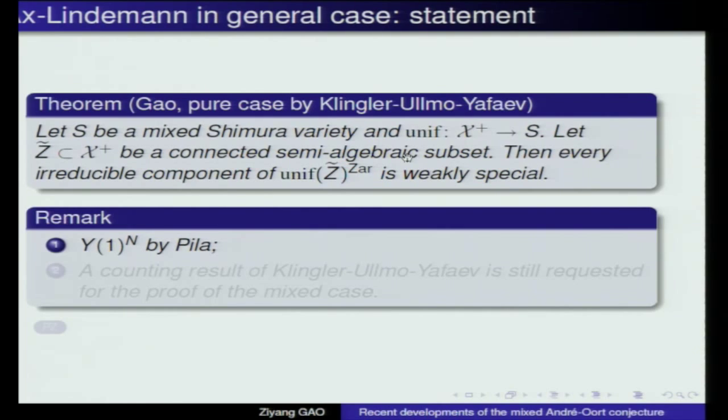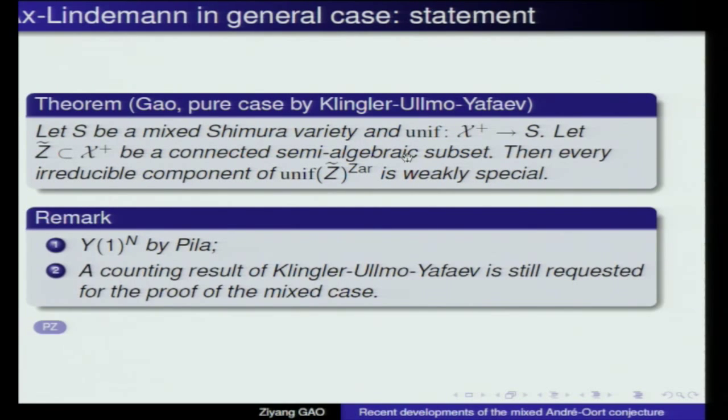The first very important case of the theorem was proved by Pila in 2011. This is the breakthrough point of the André-Oort conjecture. The theorem talks about mixed Shimura varieties, but before that there is a theorem about pure Shimura varieties proved by Klingler, Ullmo, and Yafaev. Although this is the most general form, in my proof for the mixed case I still use a counting result of Klingler, Ullmo, Yafaev, not really the full theorem.